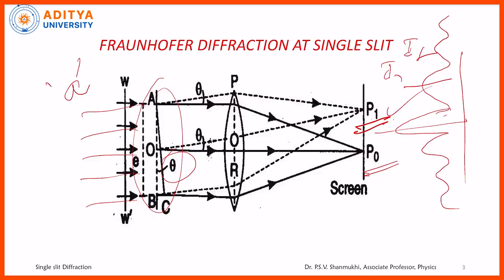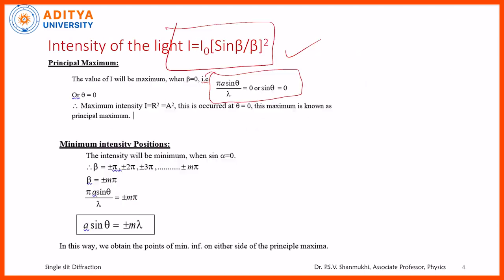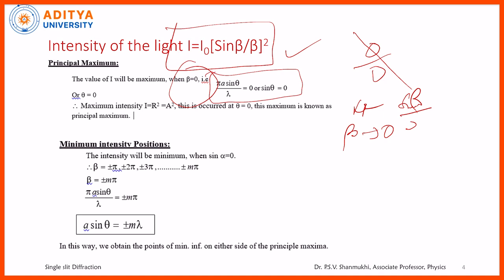Now where do we find the maxima? Where do we find the minima? What are the conditions for maxima and for minima? Suppose I take beta is equal to 0. What do we get here? Sin 0 by 0, that is 0 by 0, which is undefined. That's why we take the limit as beta tends to 0, sin beta by beta is equal to 1.